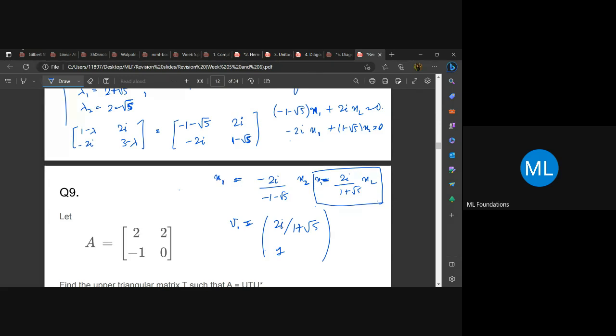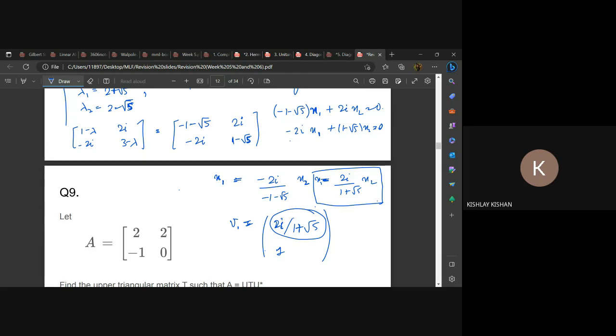Now you need to make this to norm 1. So just divide it by its norm, and before doing that, you can rationalize this part. So you get in the numerator part 1 minus root 5 divided by 1 minus root 5, and then get the v1 vector, and then find the unitary matrix, and then proceed.